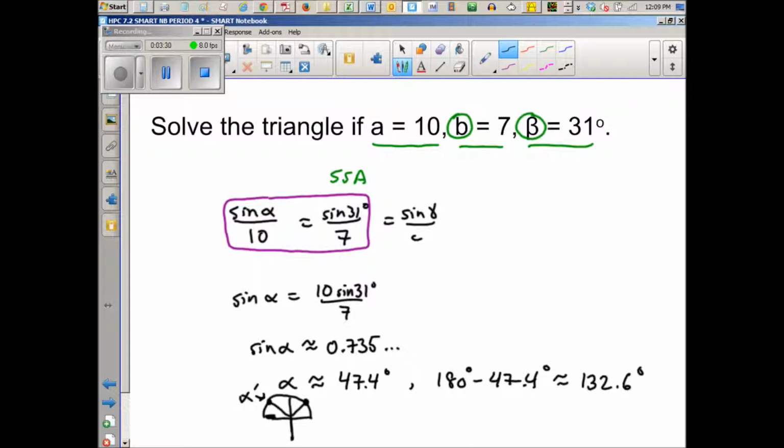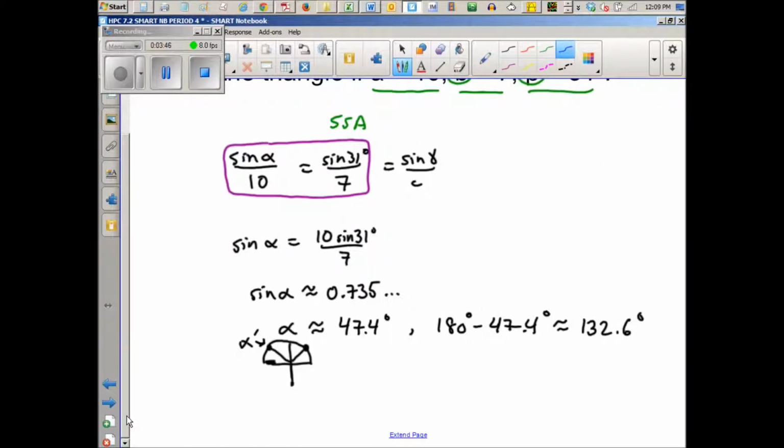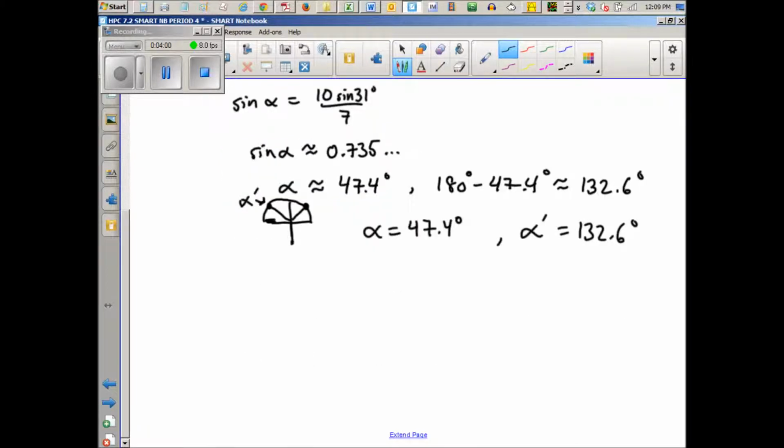All right. And the reason is the only other angle we know about is a 31-degree angle. And there's nothing wrong with having a 31-degree angle and a 132. You still have room left over for gamma. Okay, so what happens with this problem is it now splits, and we don't know alpha. There are just 2 possibilities. So the way our book labels this is they'll say that alpha is 47.4, and alpha prime is 132.6. They're both equally valid possibilities for alpha.